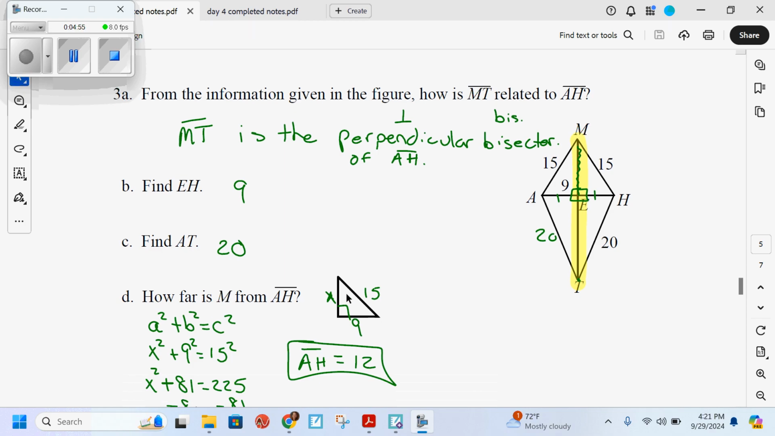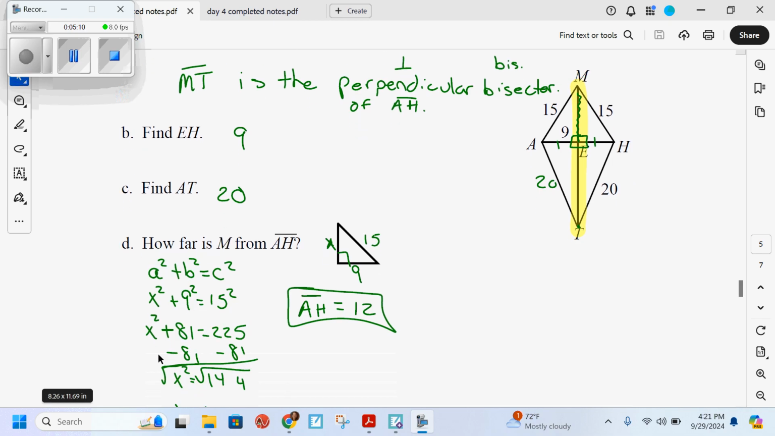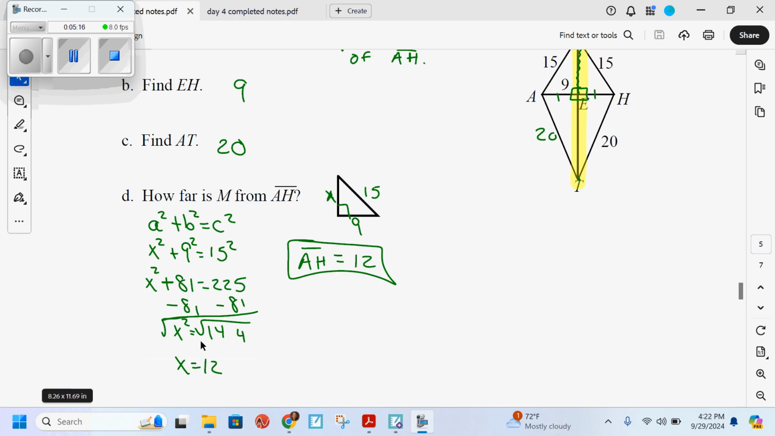So I just blew up the picture a little bit here. Here's the distance we're trying to find. So we're looking for the leg. I have the other leg, and then I have the hypotenuse. So a squared plus b squared equals c squared, x squared plus 9 squared equals 15 squared, x squared plus 81 equals 225. I subtract the 81. Take the square root of 144. Technically it's plus or minus 12, but I'm talking about a distance, a length, so it must be 12.